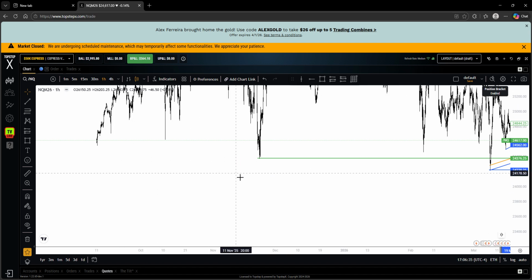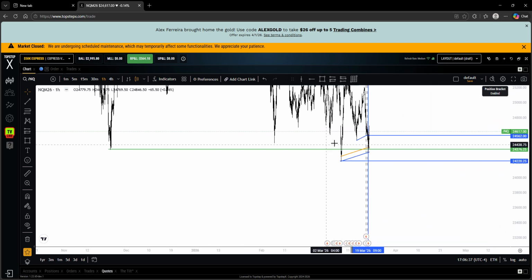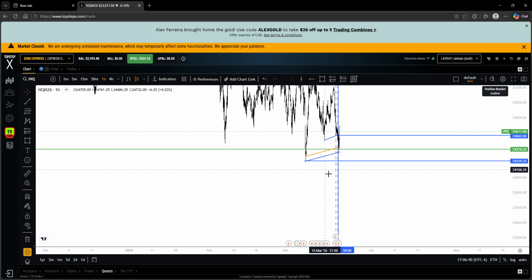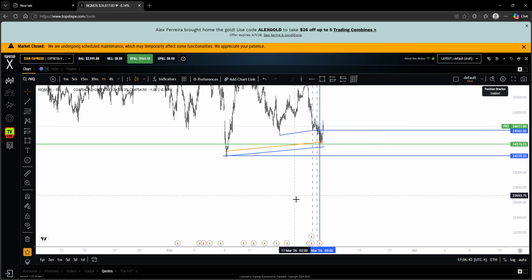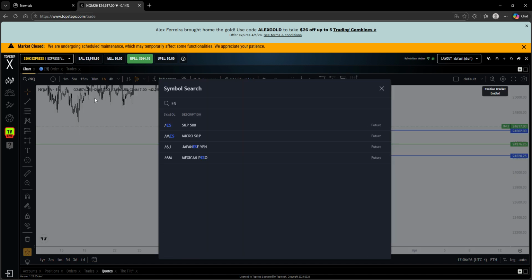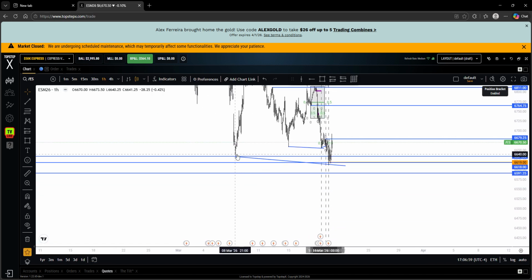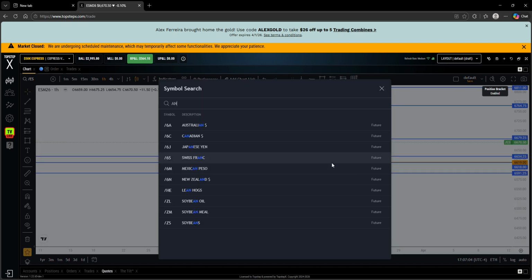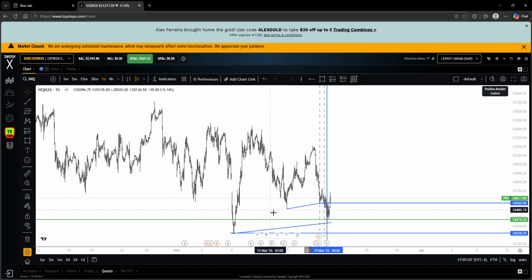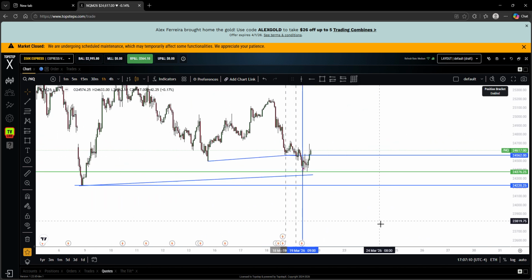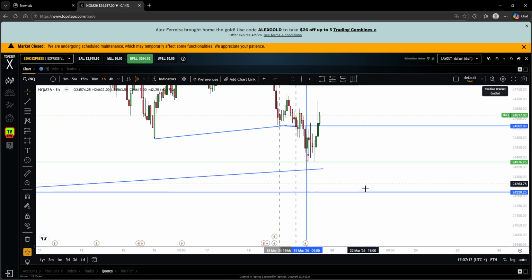Okay, so we have this low and this low, which had been taken already. But I see this is another SMT. Why is this line right here? I don't know what that is. Let's delete that. So we have this low on the 8th of March 2026, and it's the same low as this right here. So we take it in the S&P 500, but we don't take it in Nasdaq. That leads me to believe that we're going to go higher.